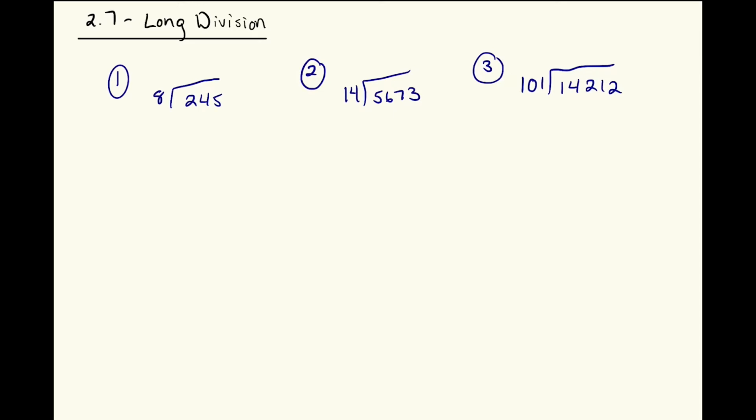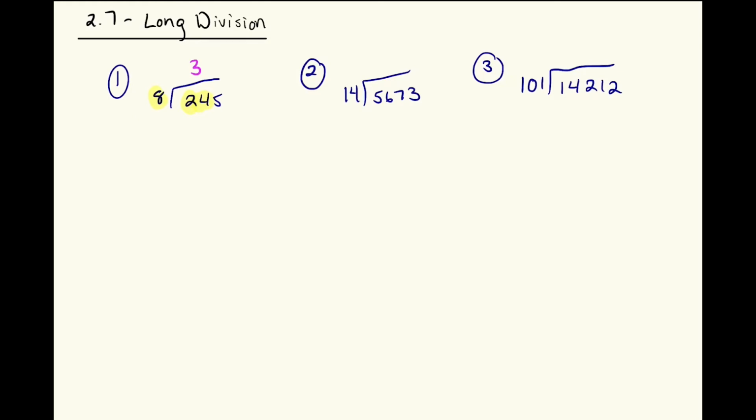Okay, so in our first example problem, we have 245 divided by 8. To start solving that, we have to look at the number 8, right? That's the number we're dividing by. So we start by checking what it can go into. Can it go into 2? Well, no, it's too small. So we move over one place value and ask, can 8 go into 24? Yeah, 8 can go into 24 3 times.